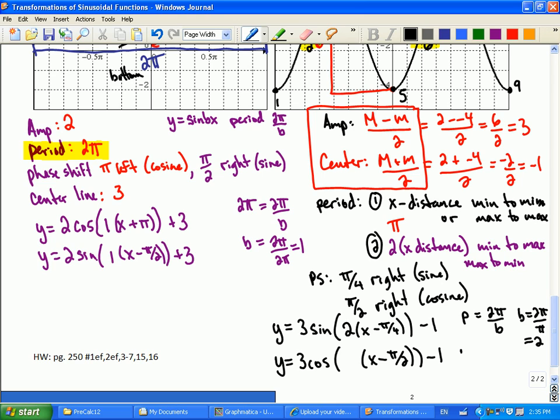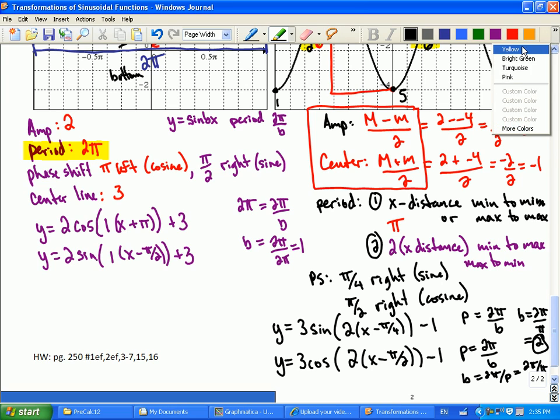Okay. So again, the period is 2 pi over b, and b is the number I'm looking for to put in my equation. So if I rearrange it, that means b is 2 pi over the period, which in our case is 2 pi over pi, which is 2. It's going to be the same period for the sine and the cosine graph. It's the same picture. It doesn't change just because you change the equation. Okay, so those are 2 possible answers. You could have a different phase shift, but everything else should be the same.